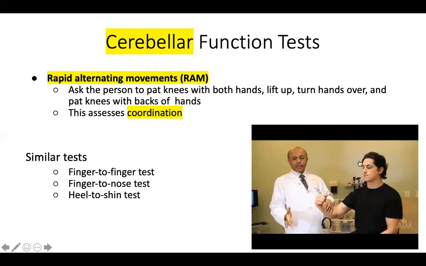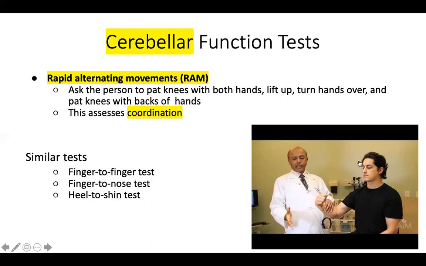All right, for the cerebellar function test, we have rapid alternating movement. Remember, this is checking your cerebellum, which is that portion in the back of your brain. Rapid alternating movement is on your head to toe assessment. You want to have the patient pat their knees with their hands and then pat their knees with the dorsum of their hand, and they want to do that as fast as possible. You can do it relatively fast. You can try it on yourself. This is really assessing coordination.